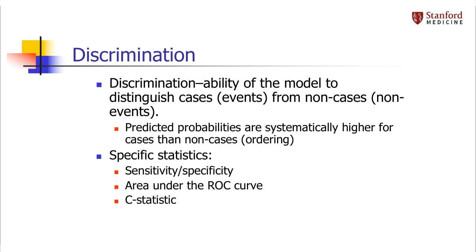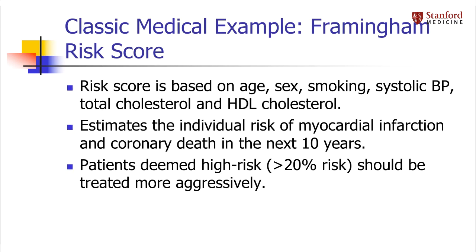And the specific statistics that are used to measure discrimination are, we've already talked about the area under the ROC curve, which reflects sensitivity and specificity. And in a minute, I'm going to talk about something called the C statistic. That turns out to be exactly equal to the area under the ROC curve.